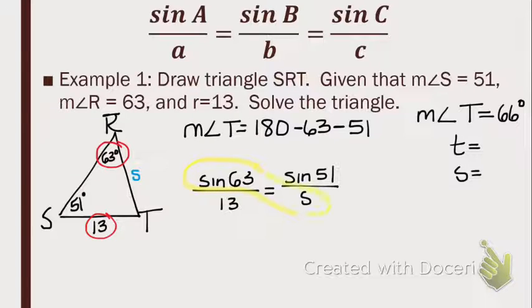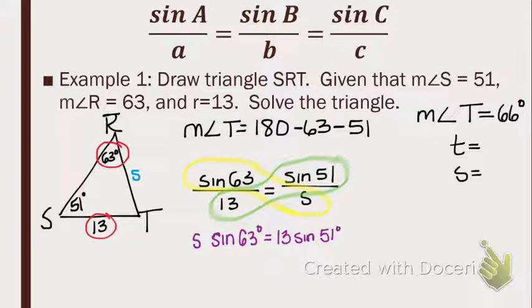So let's multiply these two together. So that would be s times the sine of 63 degrees equals, and then we go the opposite direction, 13 times the sine of 51. So we are going to divide both sides by the sine of 63.